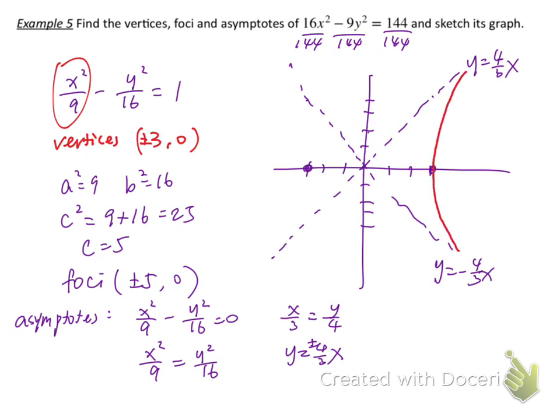So one piece and two pieces. That's how you get the graph, and also you get the vertices and the asymptotes and foci. Oh, I didn't draw the foci. I'm having 3, then keep going, 4, 5.